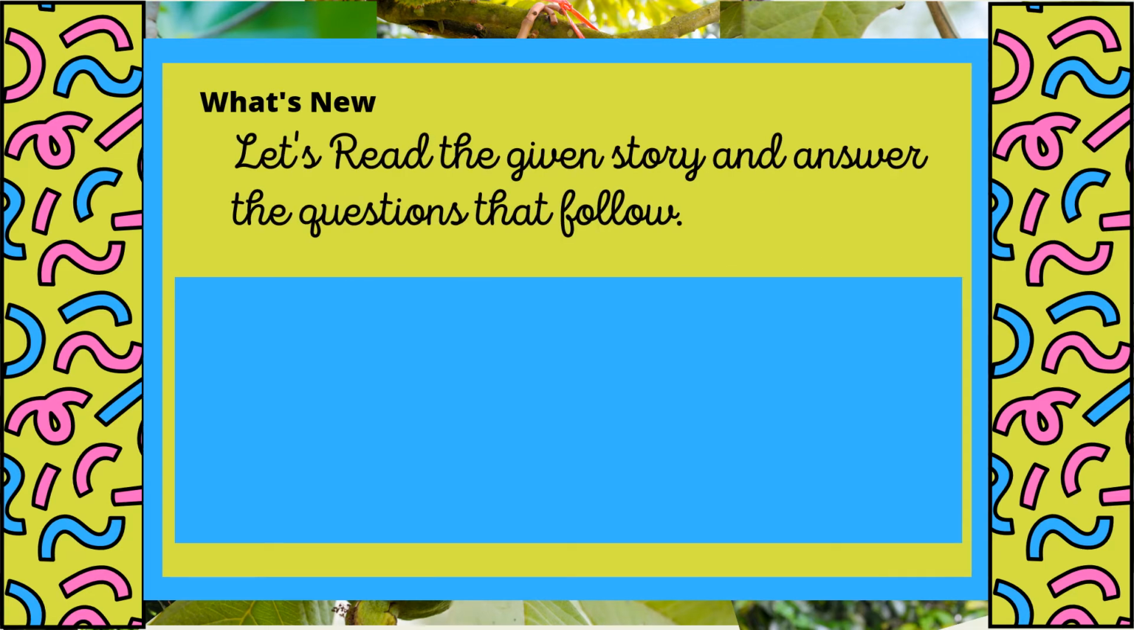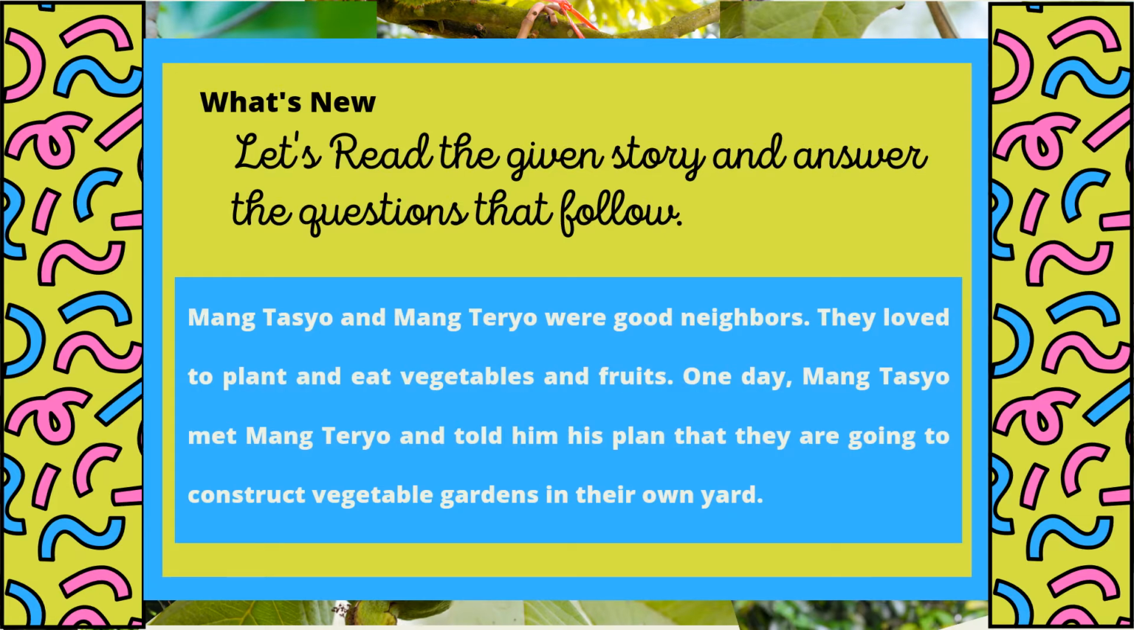Let's read the given story and answer the questions that follow. Mang Tasio and Mang Teryo were good neighbors. They loved to plant and eat vegetables and fruits. One day, Mang Tasio met Mang Teryo and told him his plan that they are going to construct vegetable gardens in their own yard.